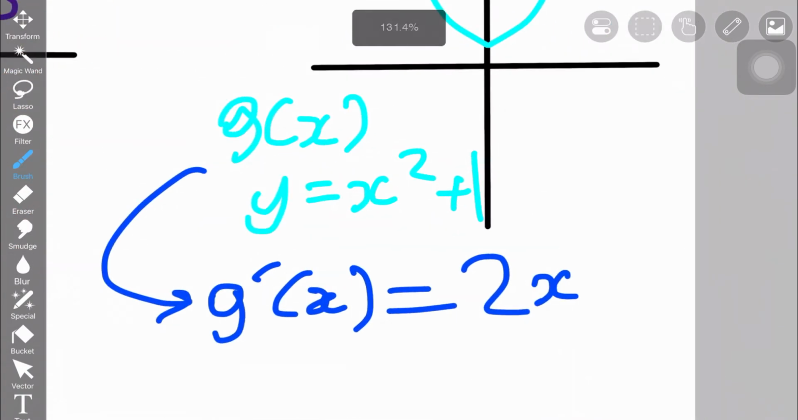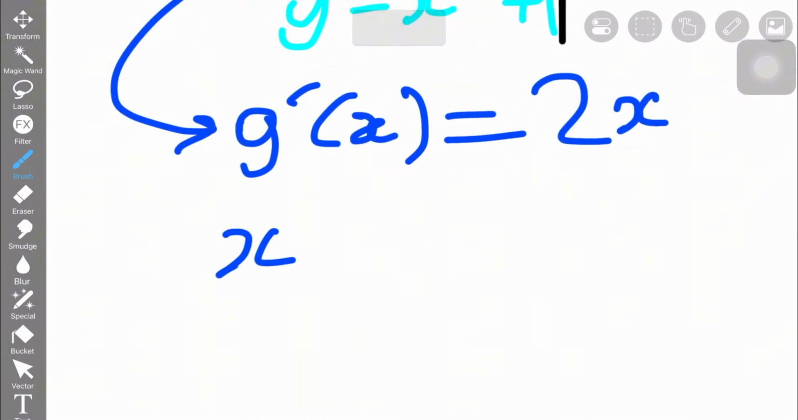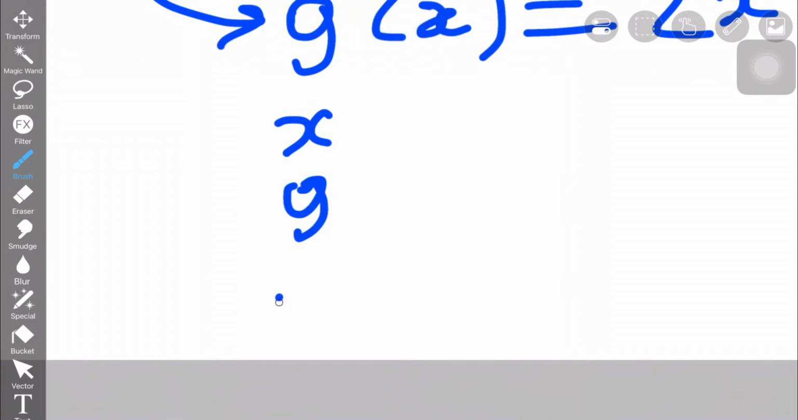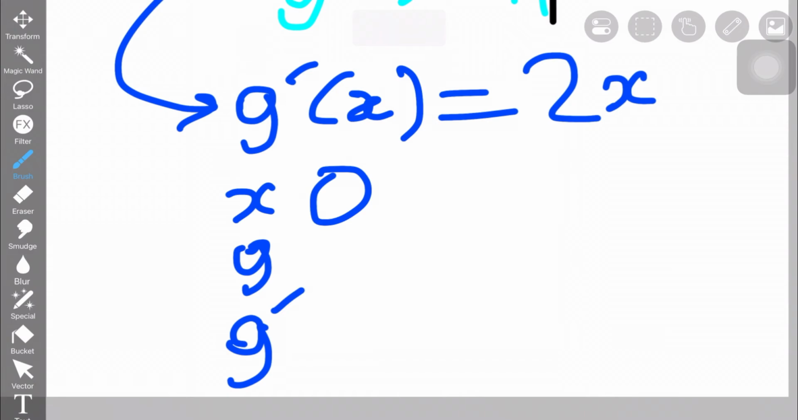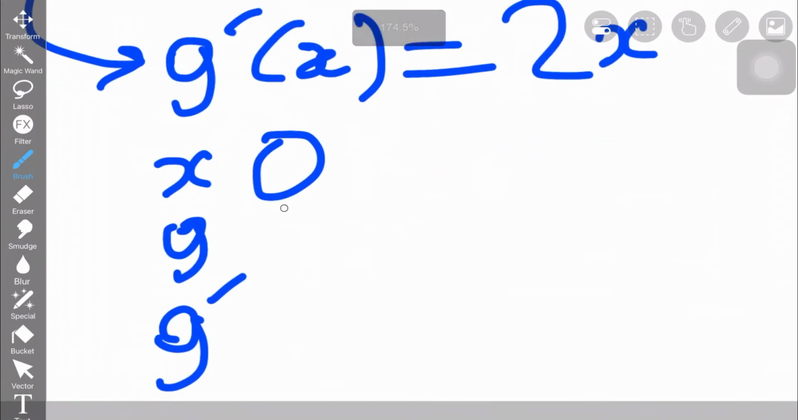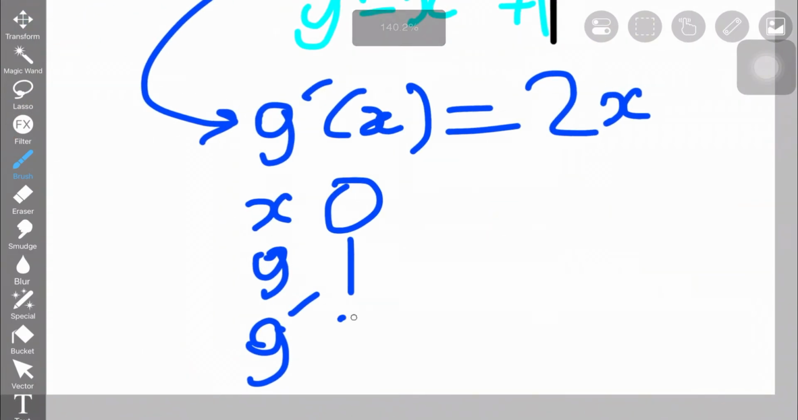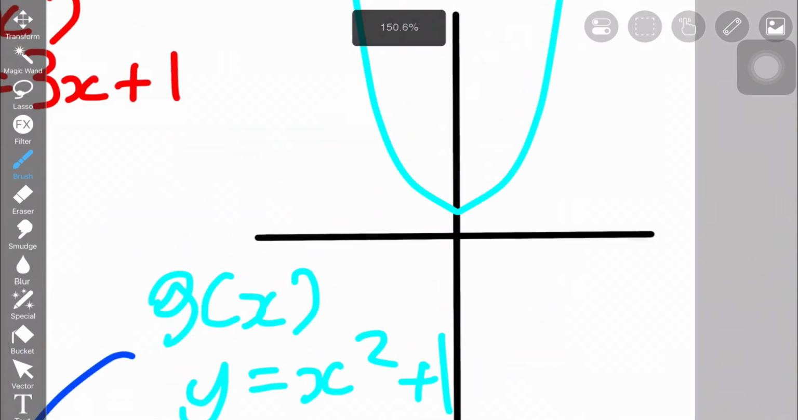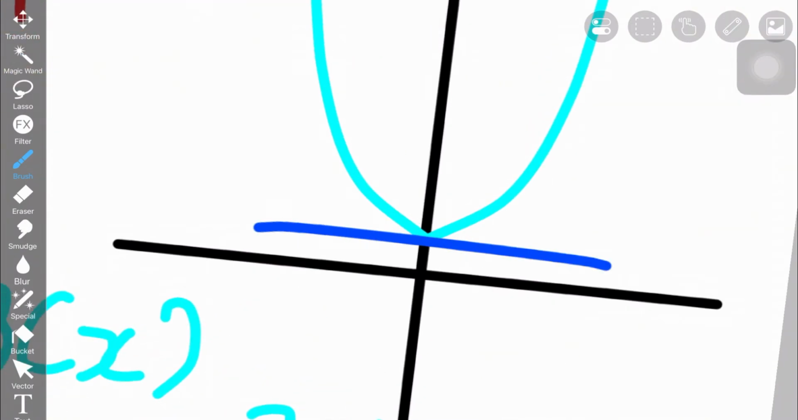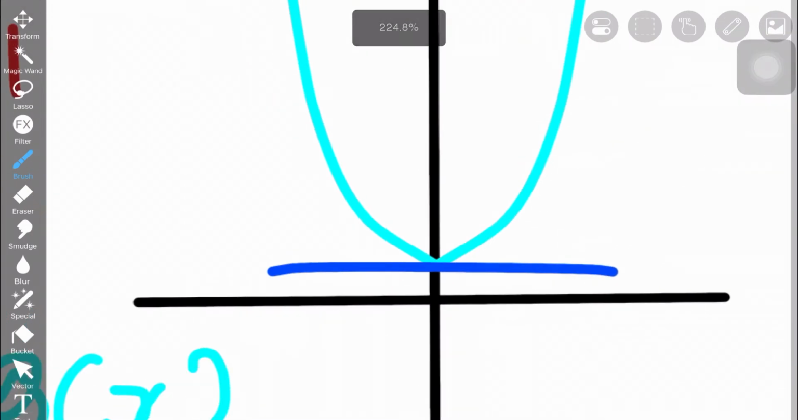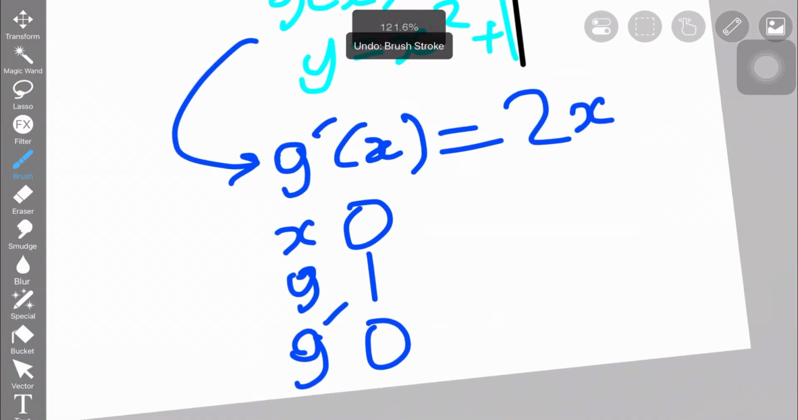So here 2x means that at x equals 0, I can make a table out of this, g and its derivative and x. At x equals 0, g will evaluate to just 1. g prime of x evaluates to 0, because look at this. Even if I look at a line like this, even if I changed x by 1,000, y wouldn't change one bit. So g prime is 0.